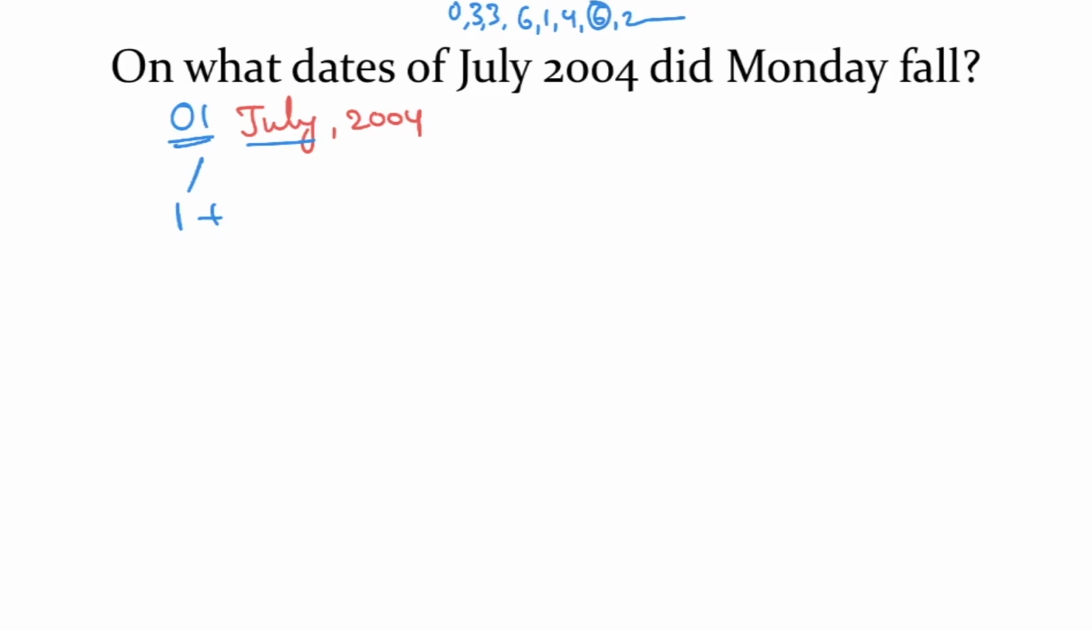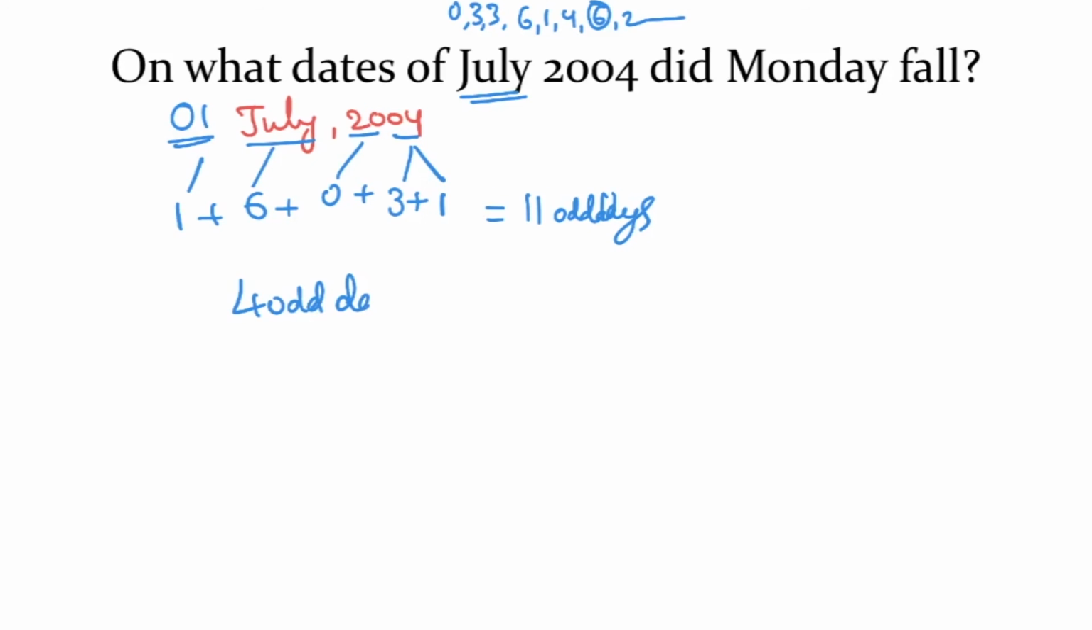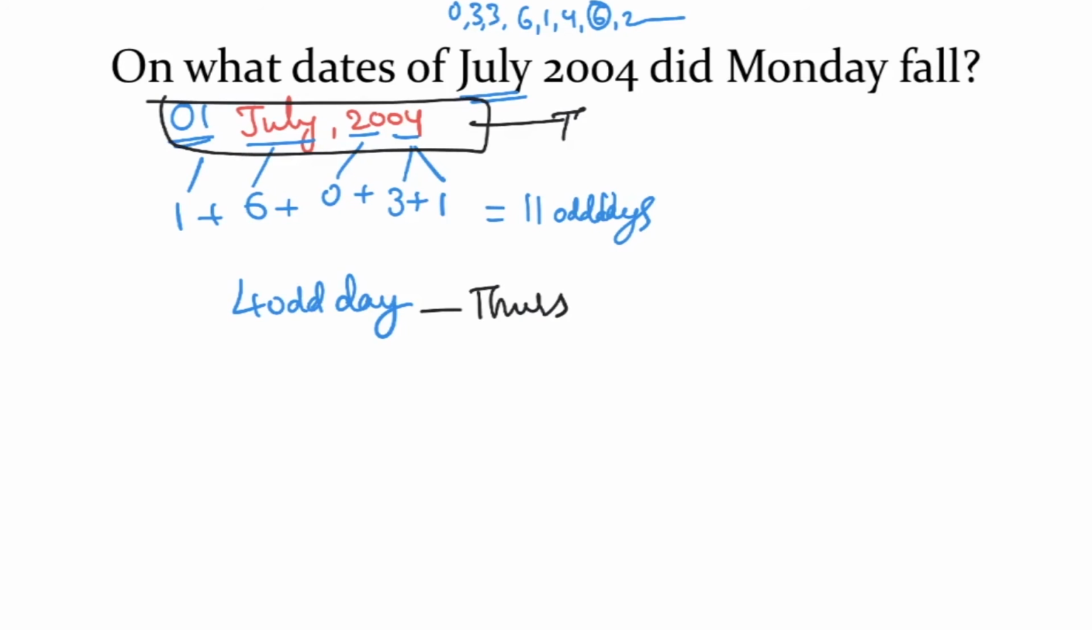0 3 3 6 1 4 and so on. July code 6 plus 20 centuries completed, 0 odd days. It is the 4th year, 3 years completed. It is 2004, 1 leap year completed because it is after February 29th. So together 1 plus 6, 7, 10, 11, 11 odd days. 11 odd days are equal to 7 plus 4, 4 odd days. And 4th odd day is Thursday. So 1st July 2004 was on Thursday.